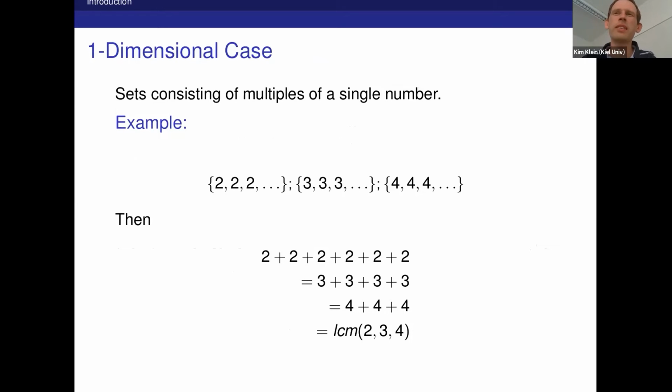First, we consider an even simpler setting. Suppose we have only multisets that consist of the same number. Multisets that only consist of the number 2, and multisets that only consist of the number 3, and so on. Then it's easy to find subsets that all sum up to the same value. Why? We just take the least common multiple. In that case, of 2, 3, and 4, which is 12. And we know we can construct those subsets of the sets above to construct the smaller subsets.